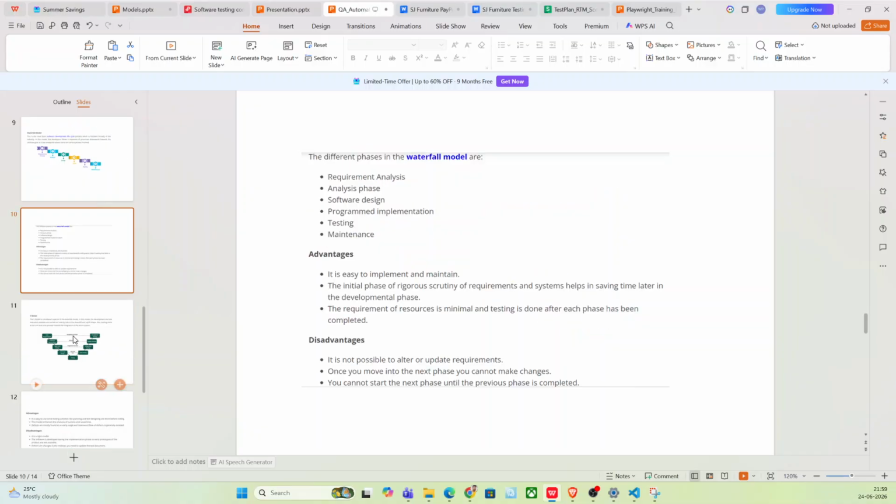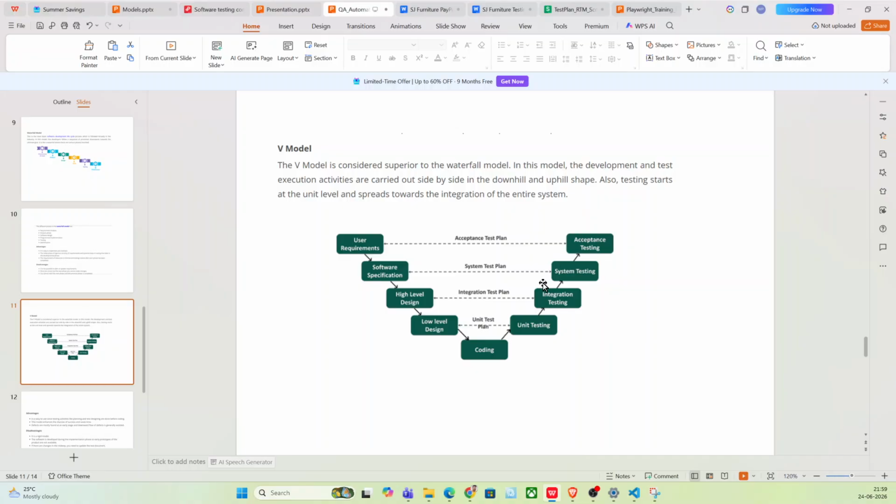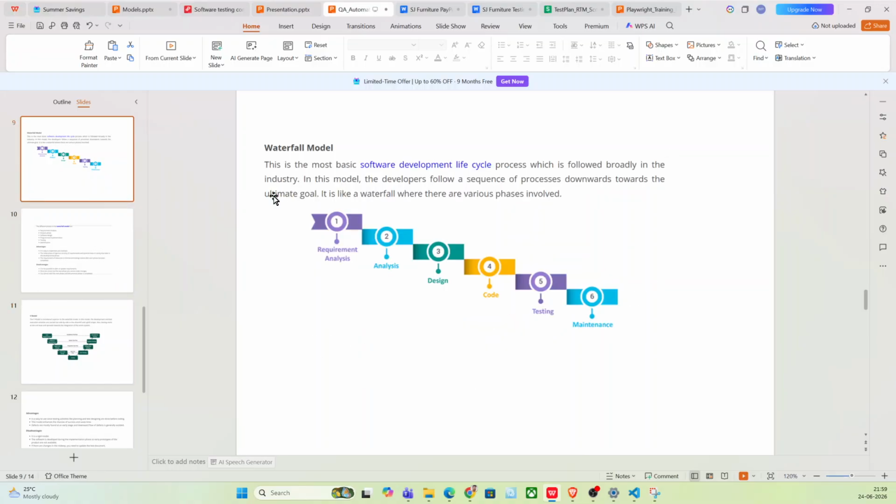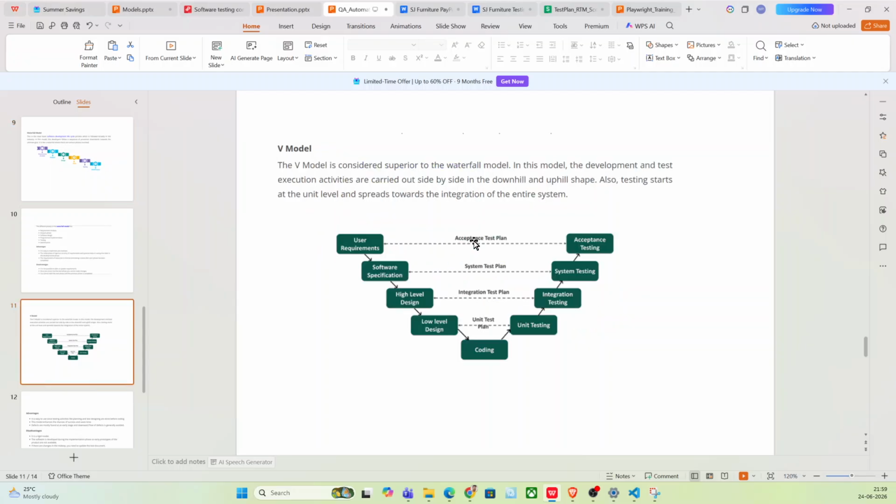Okay. So the next model is the V model. Here, why do people call it a V model? The structure looks like a V shape. Keeping in mind the disadvantages we have in the waterfall model, people came up with the V model to enhance that.